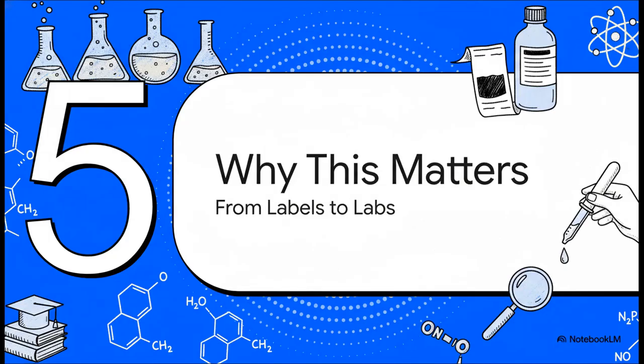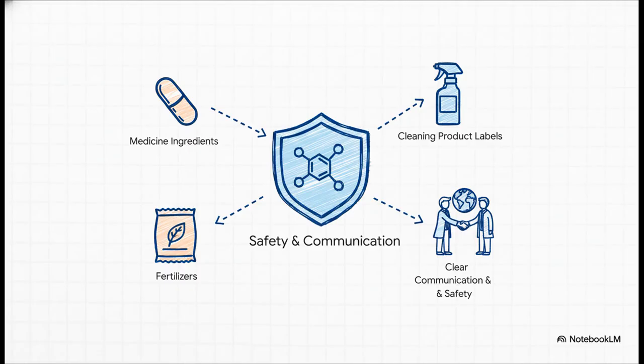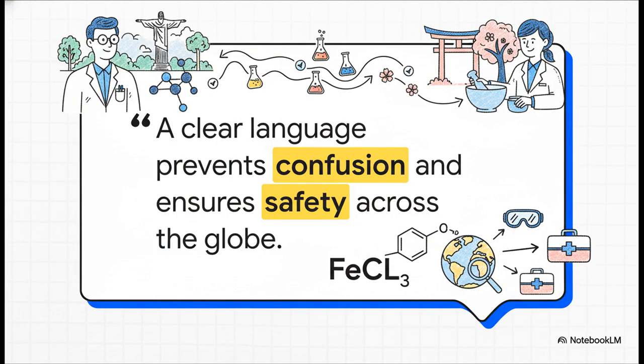Okay, so learning this is a pretty cool party trick for sure, but why does this secret language actually matter in the real world? Well, it turns out it's about a lot more than just acing a chemistry quiz. This system is, and I'm not exaggerating, the backbone of global science and safety. It makes sure the ingredients listed for your medicine are precise. It helps you understand what's in your cleaning products. It ensures scientists from all over the world are speaking the exact same language, especially when they're handling things that could be dangerous.